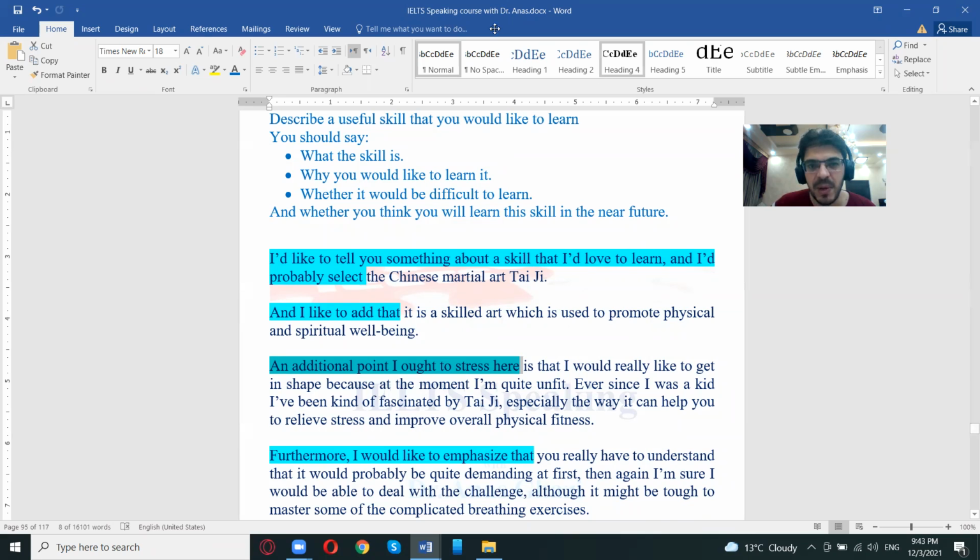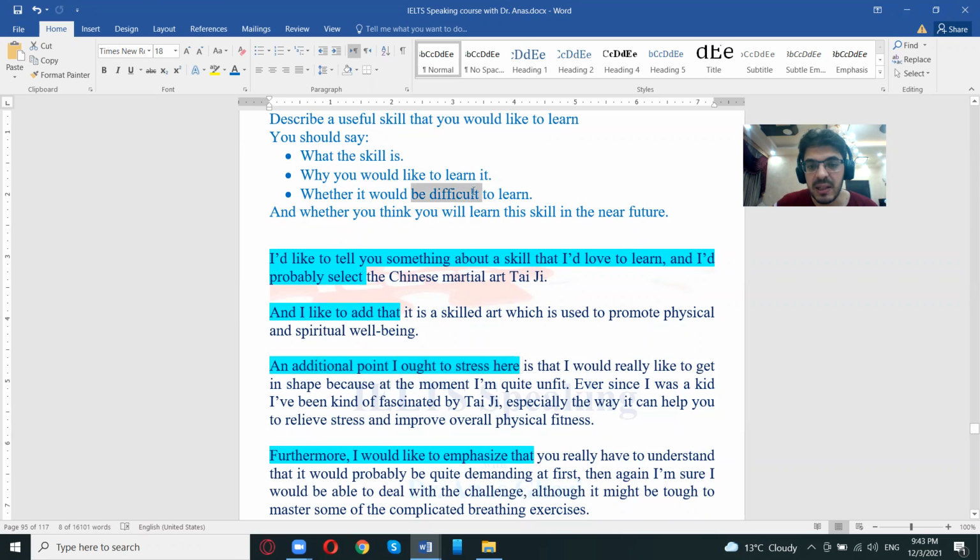Okay, now Ibrahim will be with you, finish the sentence and he'll be with you. Ever since I was a kid, I've been kind of fascinated by Tai Chi, especially the way it can help you to relieve stress and improve overall physical fitness.